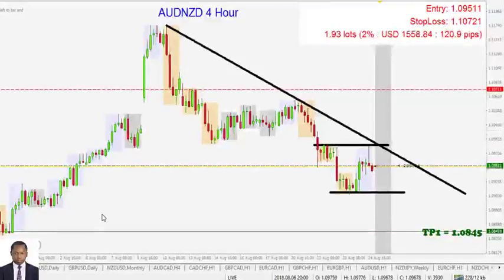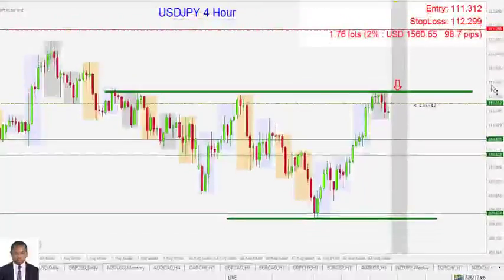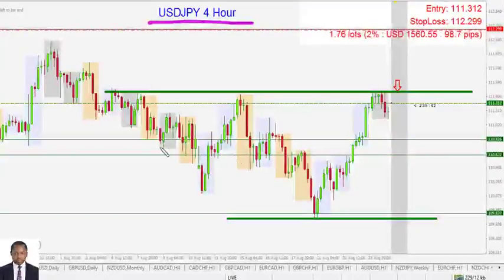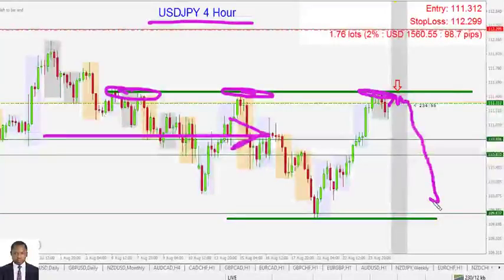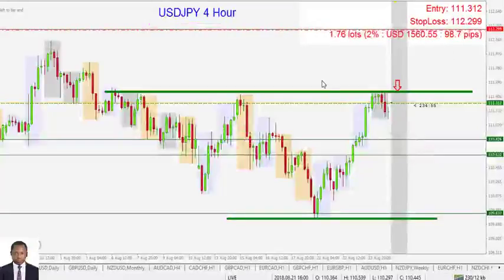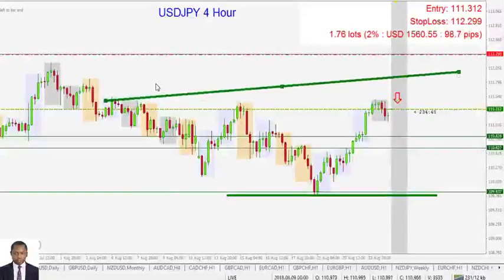All right, for the American dollar against the Japanese yen, this pair is in the range. Okay, this is a very serious level of resistance. I'm expecting price to come back down, even though we are going to have maybe some hesitation. Okay, I didn't really look at this. Let me see.